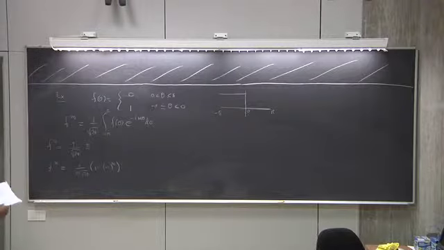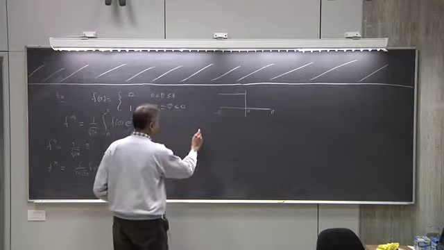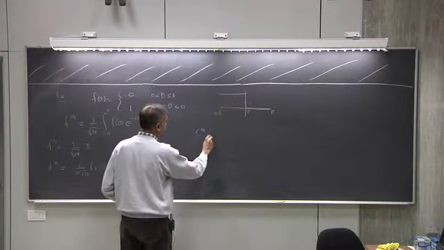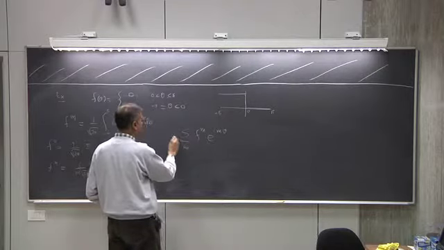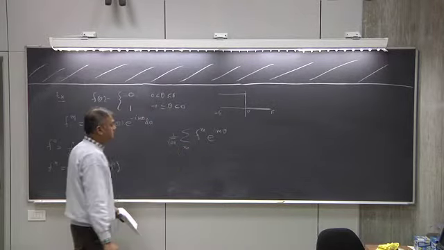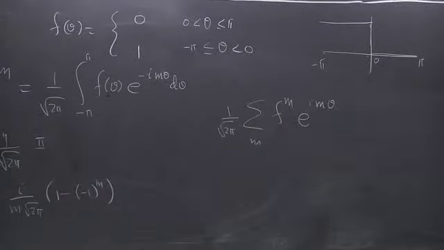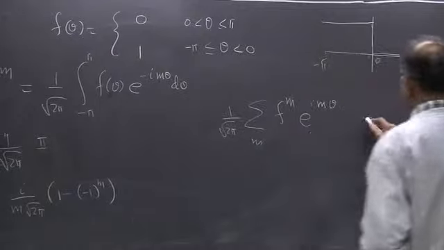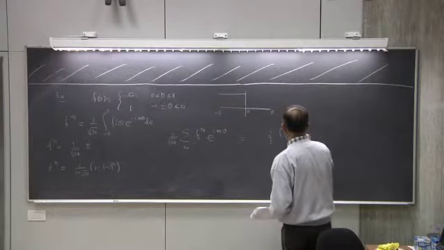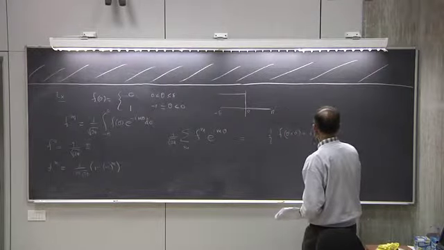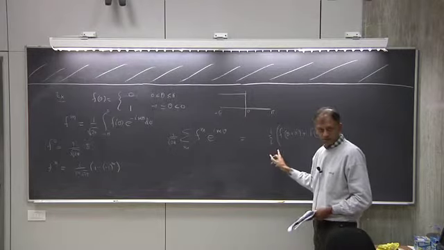Okay. So now let's consider the sum of f_m e to the power of i m theta, summed over m, with 1 over root 2 pi in front. The question is: does it give you back f of theta or not? Because remember, this is supposed to give you one half of f of theta plus 0 plus f of theta minus 0. This is what the theorem says. It should give you that.